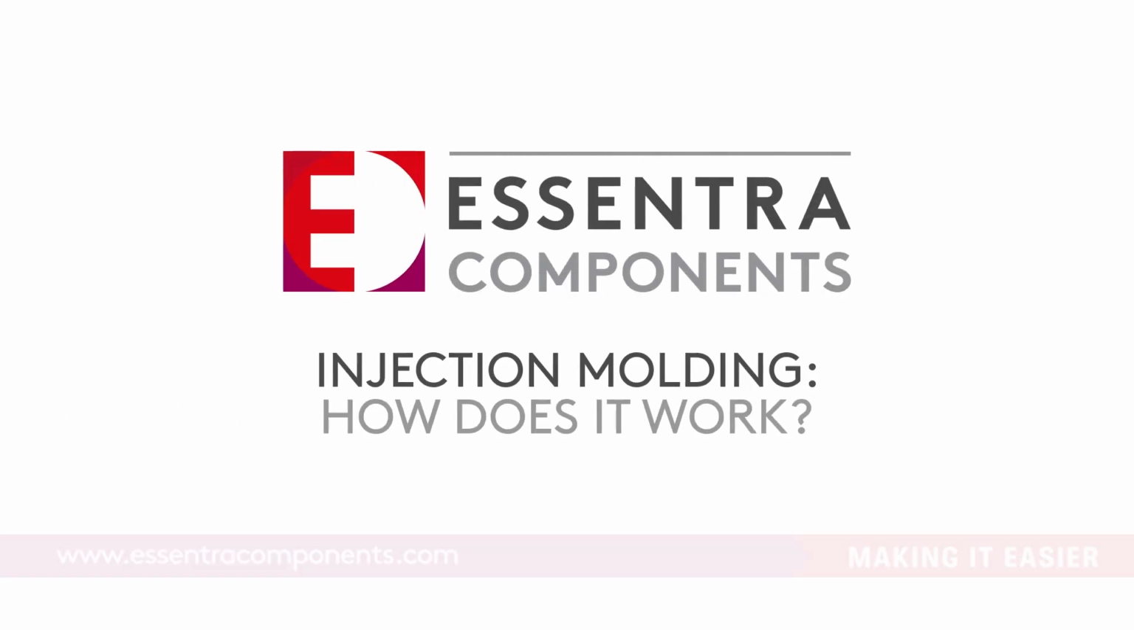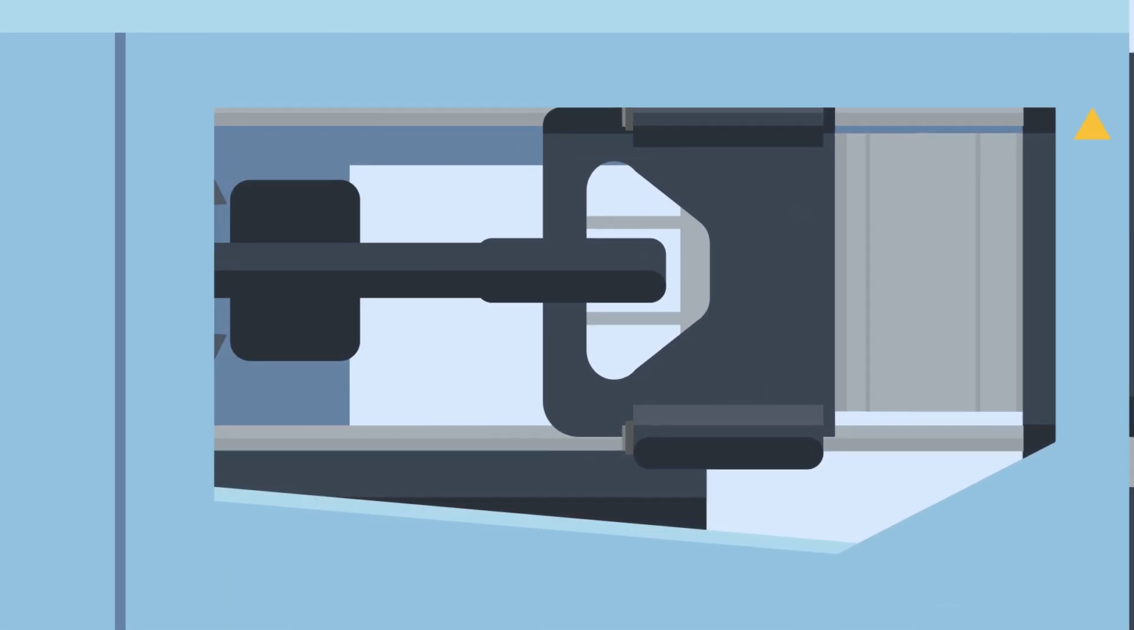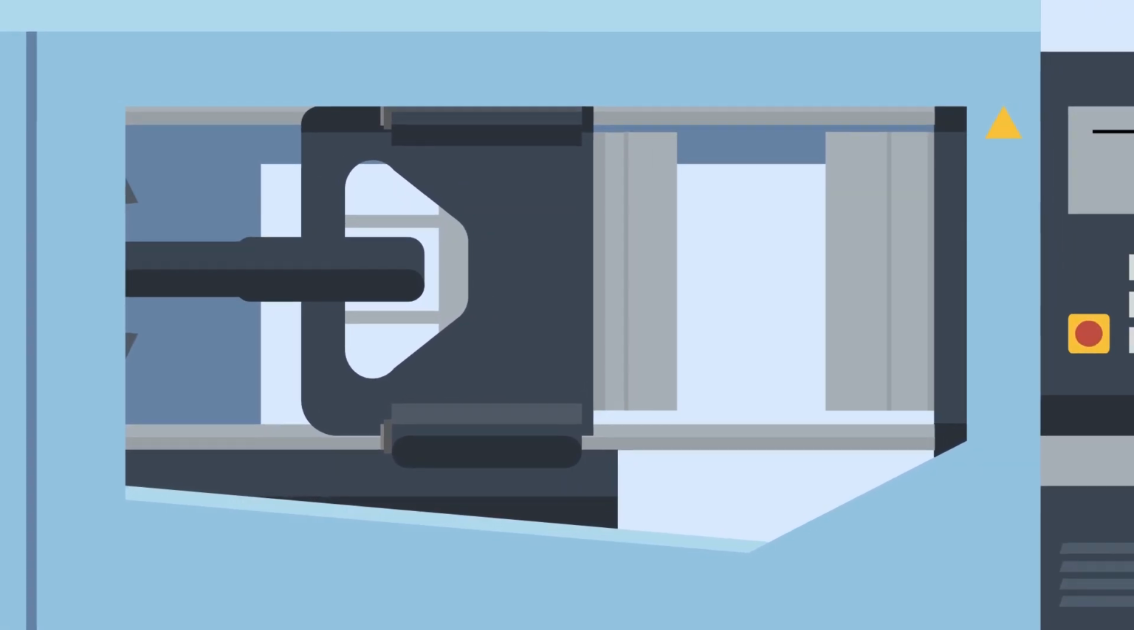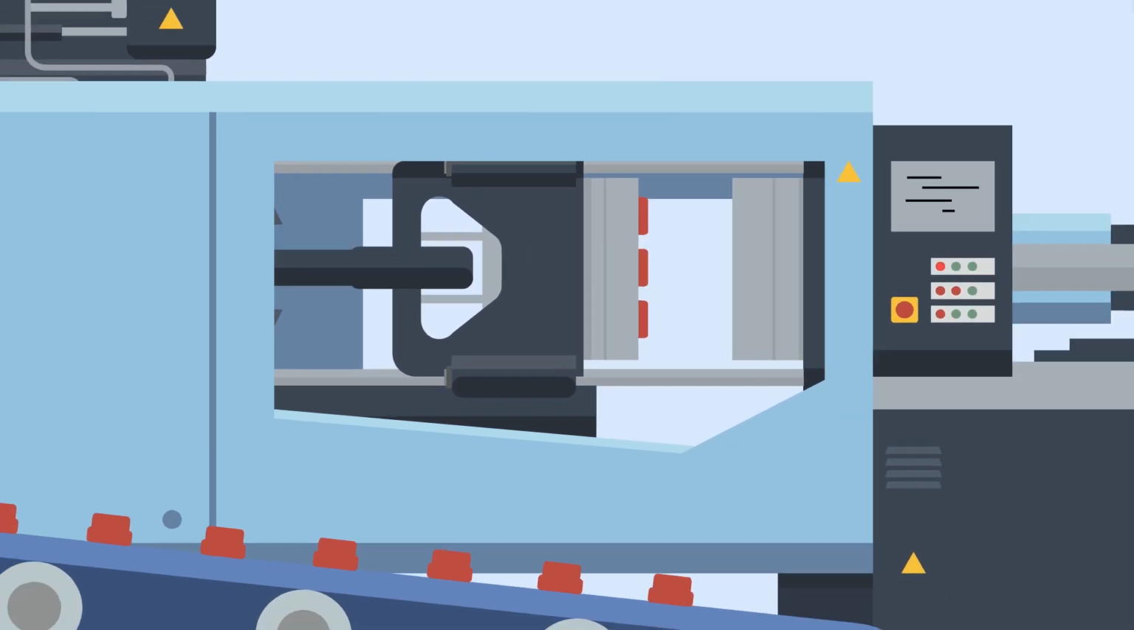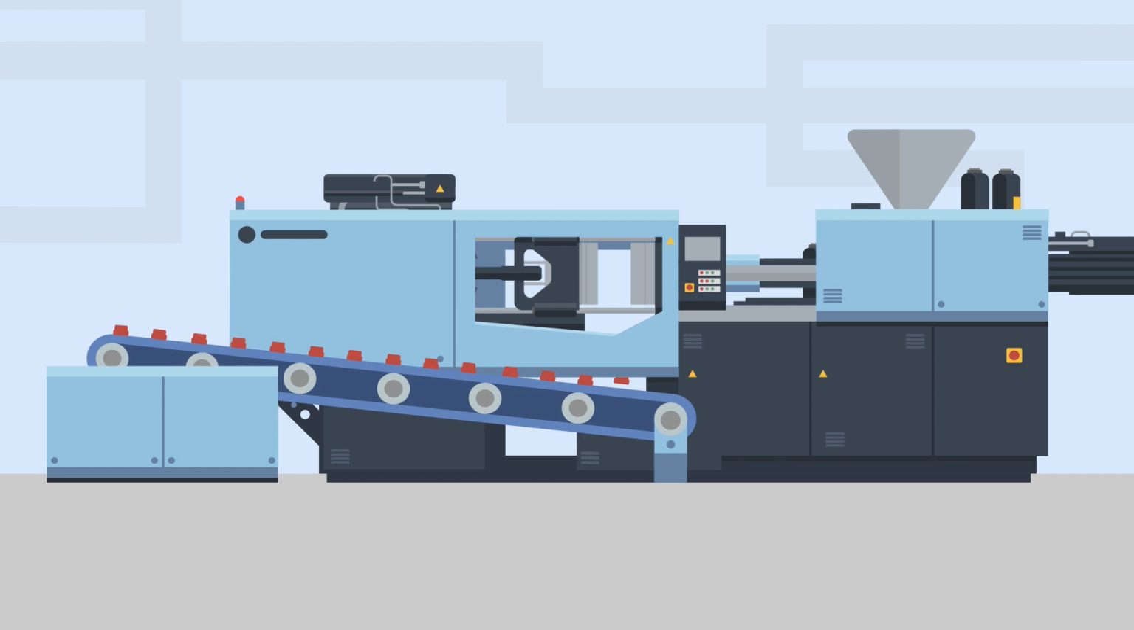Whether you're looking to create a simple, strong, and durable cap, or a complex screw with unique characteristics, injection molding may be used to create your part. Injection molding creates products in a range of designs and materials, making it a popular process with worldwide manufacturers, including us, Essentra Components.